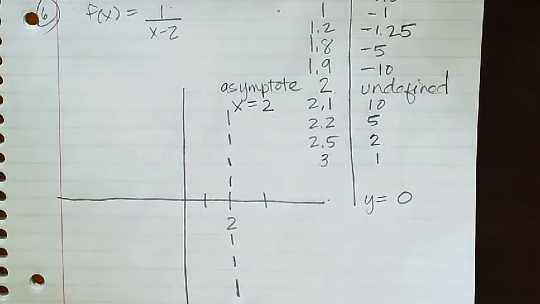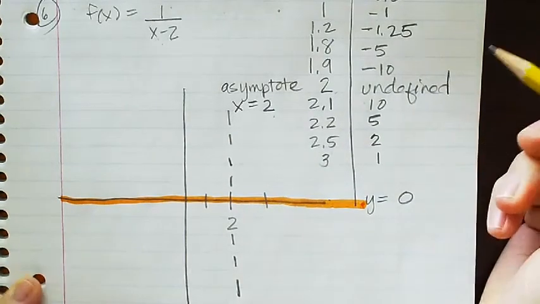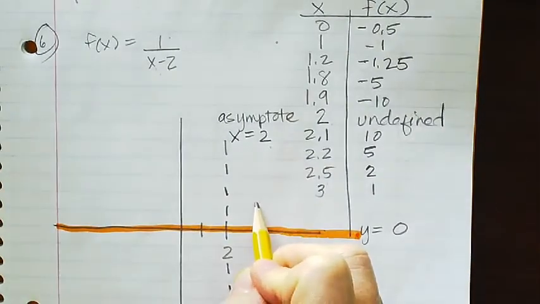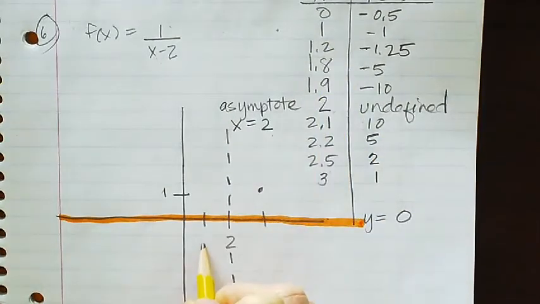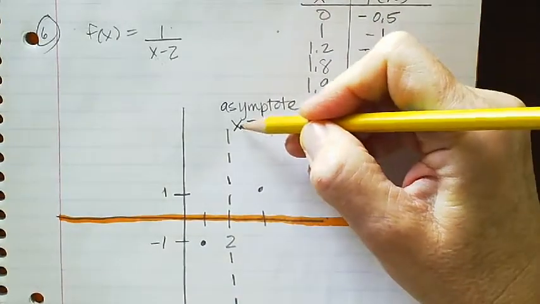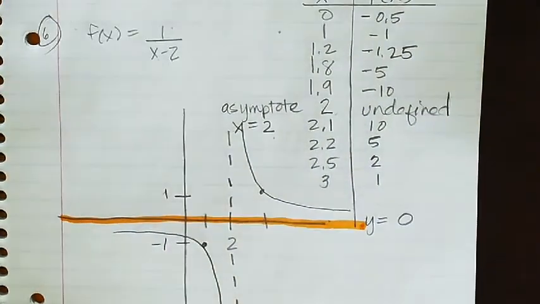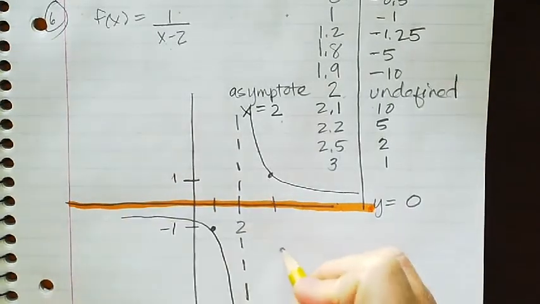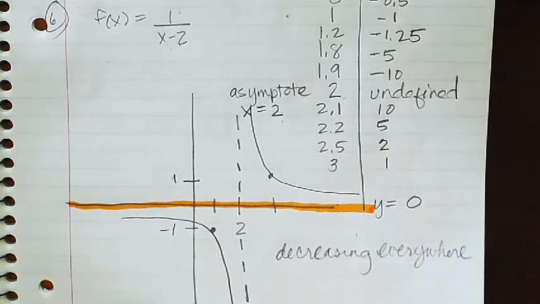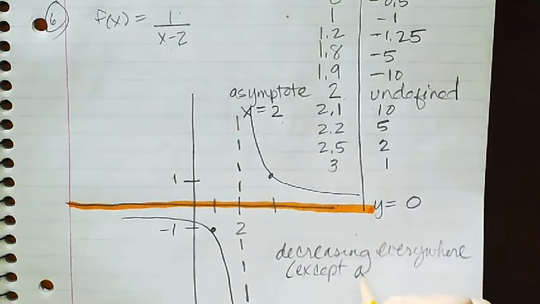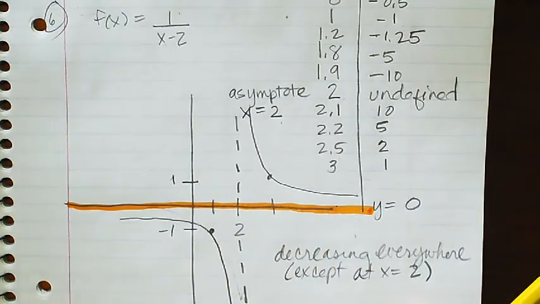So let's see, I'll do that in another color. Okay, and then you could just graph some of these points. At 3, the graph is at 1. At 1, it's at negative 1. And you know the general shape of the graph is going to look like this. So you could just say it is decreasing everywhere. I guess we should say except at x equals 2. So you're going downhill if you're going this way, you're going downhill if you're going this way. At 2, it does not exist.